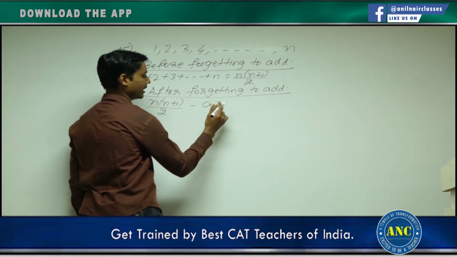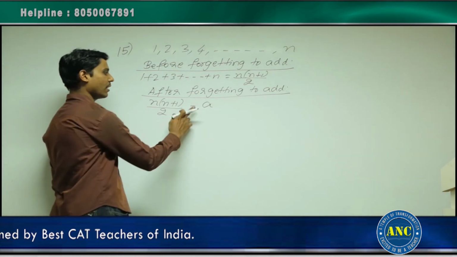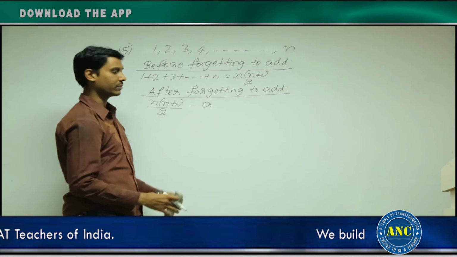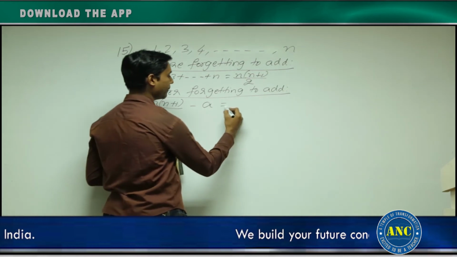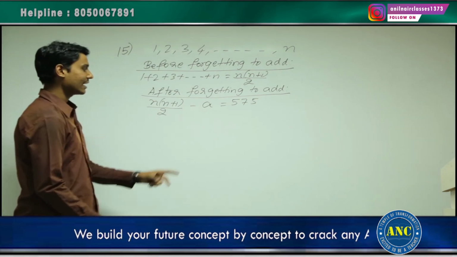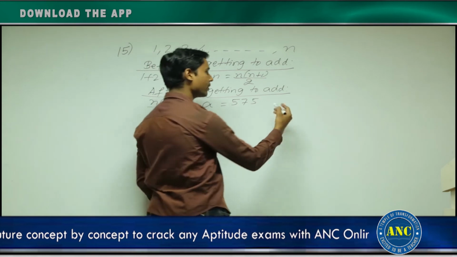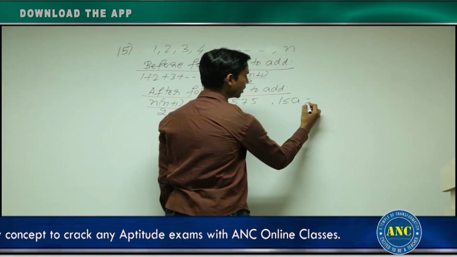Assume that number is A. I don't know which number it is, so I am calling it A. Because I forgot to add it, I will take that number out of the entire sum. Now the sum happened to be 575. Can I say that this A can be any number from 1 to n? It can take any number from 1 to n, right? So A lies between 1 and n.